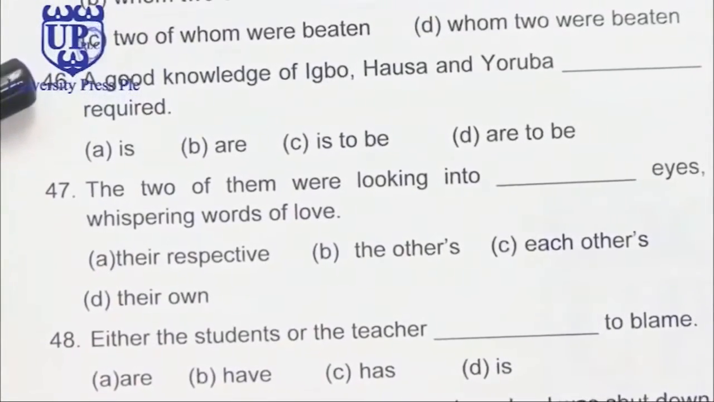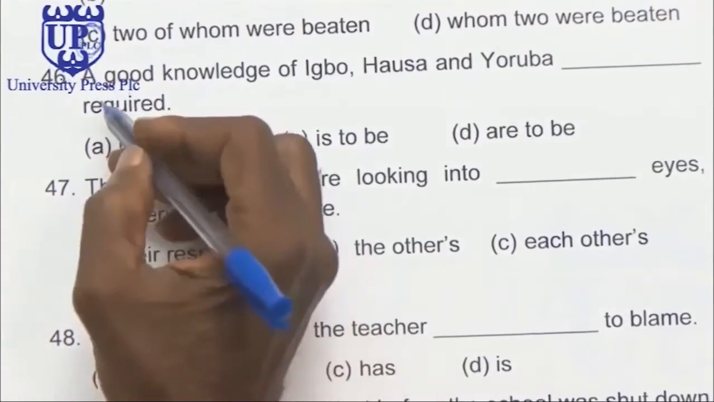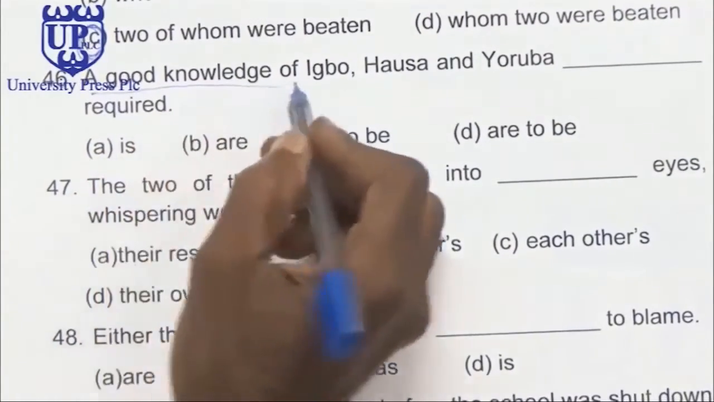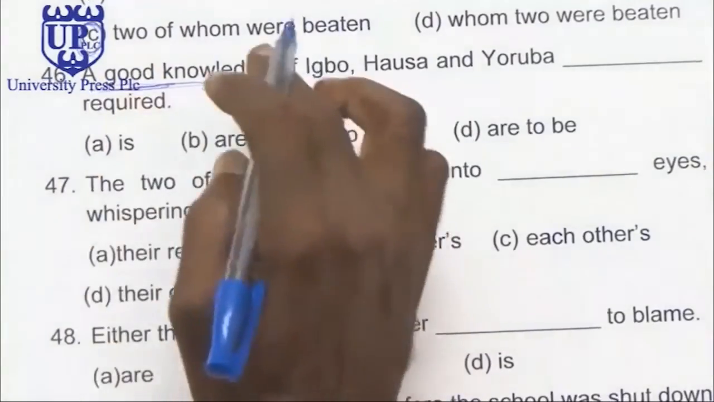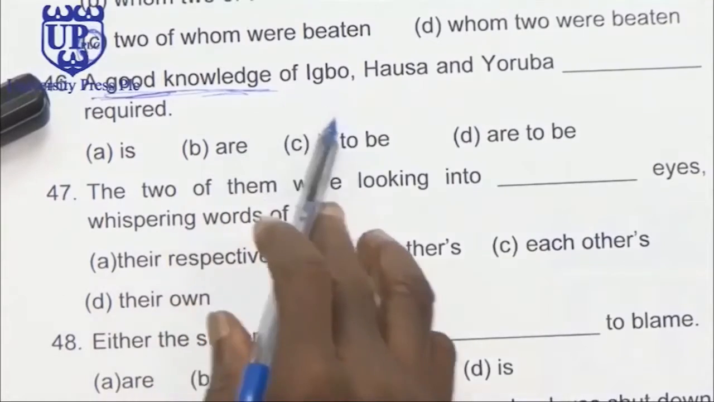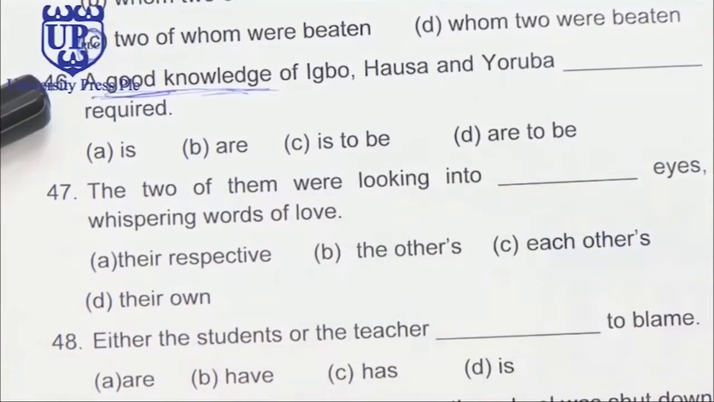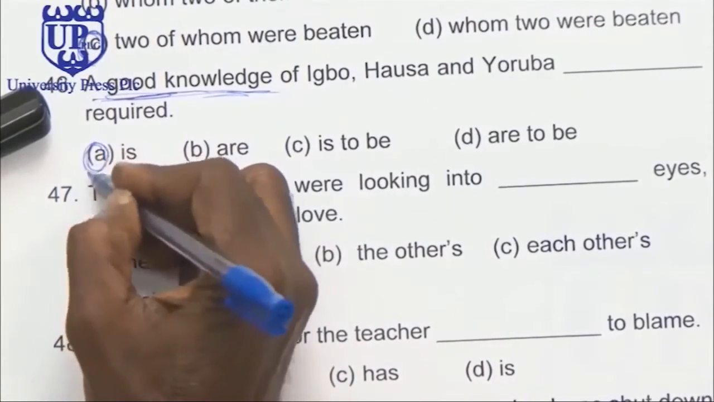And then you have number 46. A good knowledge of Igbo, Hausa, and Yoruba dash required. Don't forget that it is this one that will actually control the verb, maybe of many languages that you can. It is a good knowledge. Therefore it will be a singular verb. A good knowledge of Igbo, Hausa, Yoruba, any other one, German, French, anything, is required. A good knowledge is required.